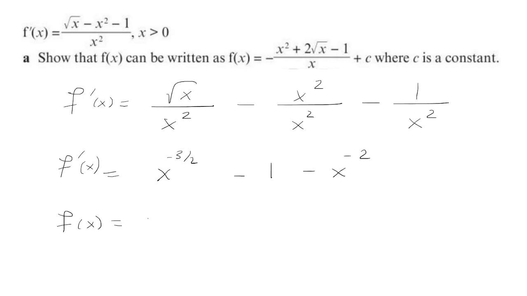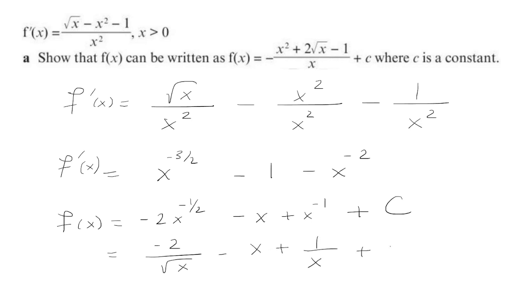So the antiderivative of x to the negative 3 halves is negative 2 times x to the negative 1 half, and then minus x, and then plus x to the negative first power. And finally, we'll add the constant c. So this was just using the power rule. Now I'm going to rewrite this. This becomes negative 2 over square root of x minus x plus 1 over x plus c.